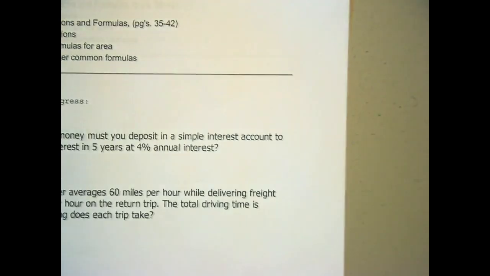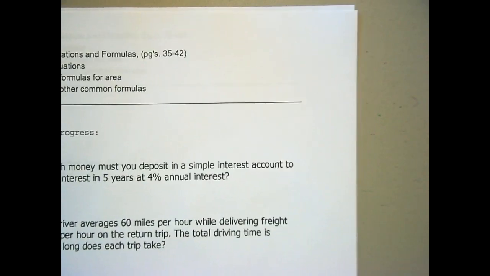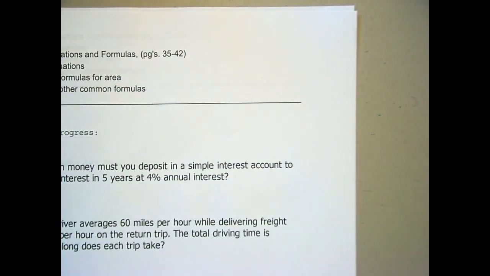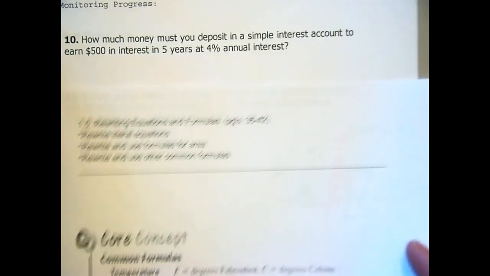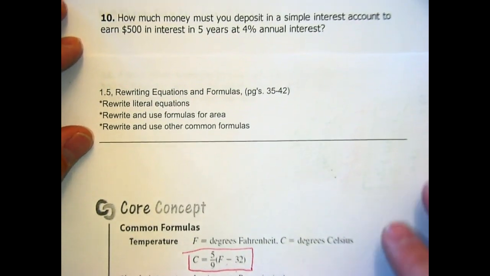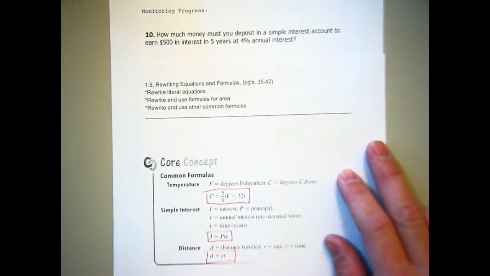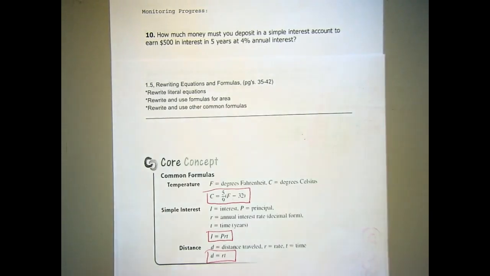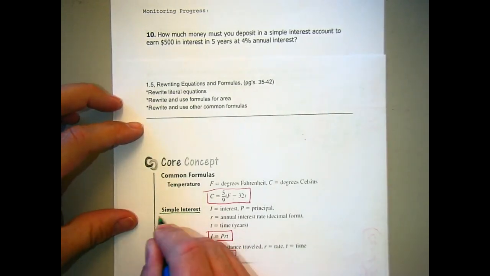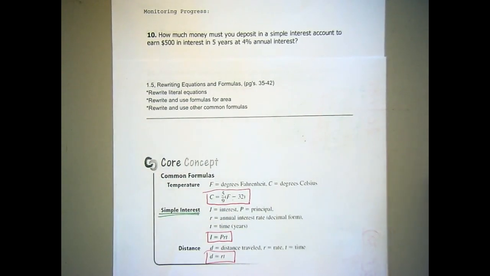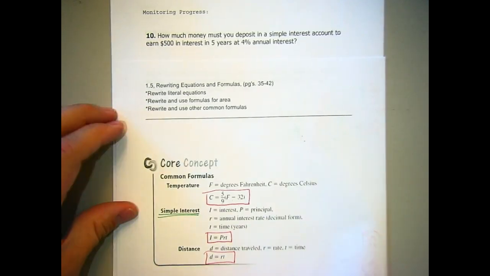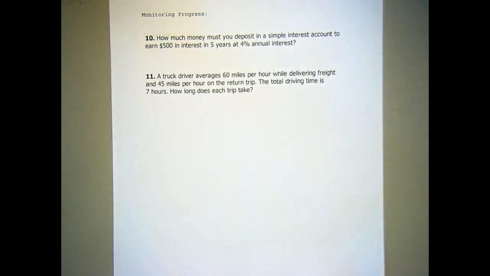All right, going on. Try this one. Number 10-0. Okay, how much money must you deposit in a simple interest account to earn $500 interest in 5 years at a 4% annual interest rate? Yeah, so you're using this formula down here, your simple interest formula. So look back in your journal. Simple interest. Yeah, there's a pretty complex interest formula. You're using simple.